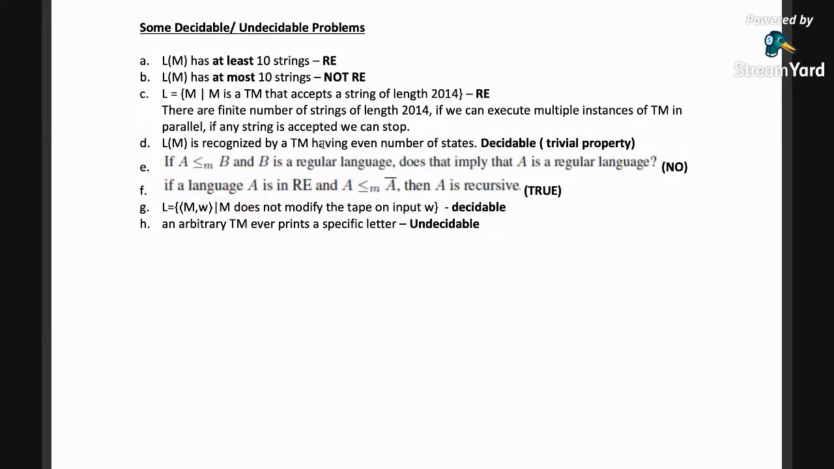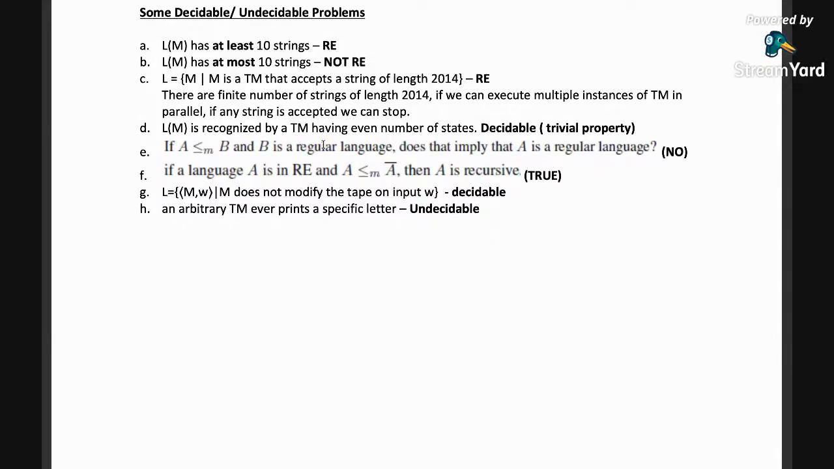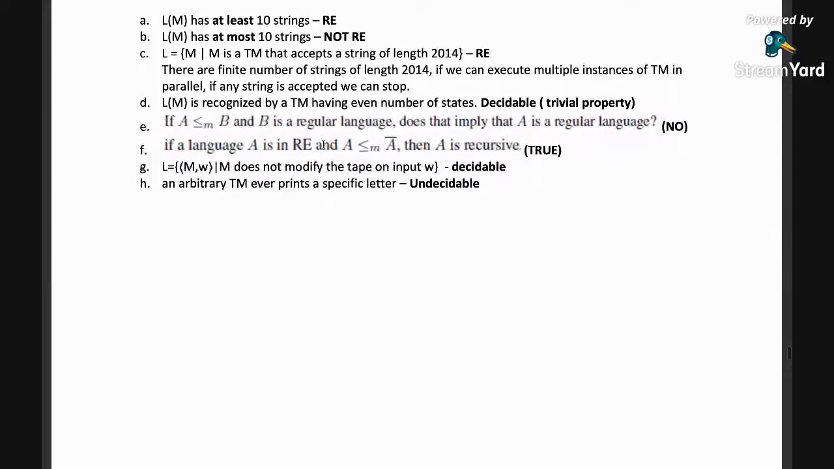L equals M, where M is a Turing machine that accepts a string of length 2014: recursively enumerable. There are a finite number of strings of length 2014. If we can execute multiple instances of the Turing machine in parallel, if any string is accepted, we can stop.